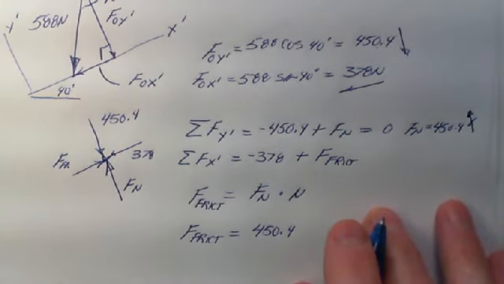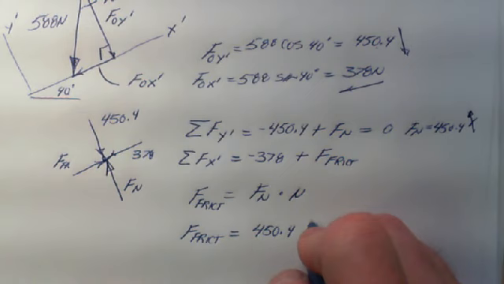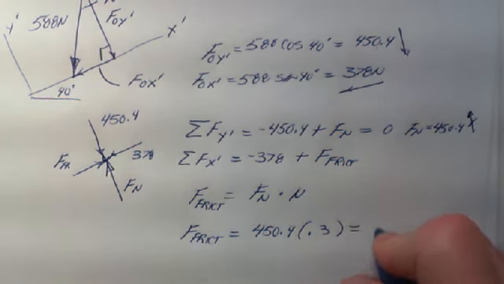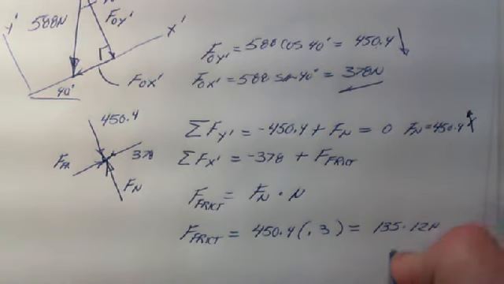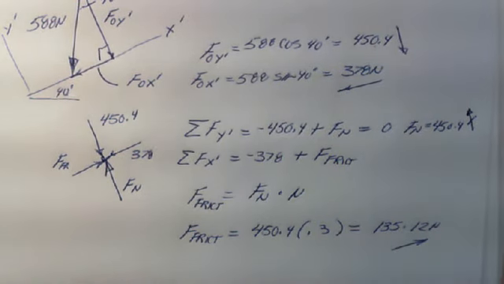You want to go ahead and multiply it by the coefficient of static friction first to make sure the object is even going to move. So if we multiply that by 0.3, then I will find out that the static friction is 135.12 newtons, and that's going to be going back up, resisting motion. Okay, so that's our static coefficient of friction.